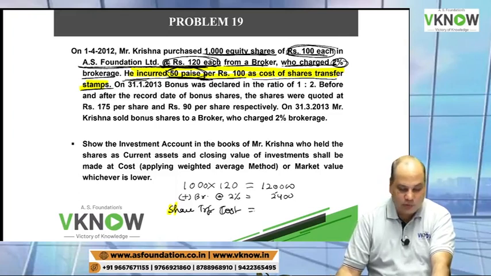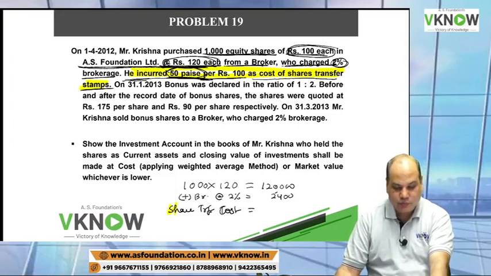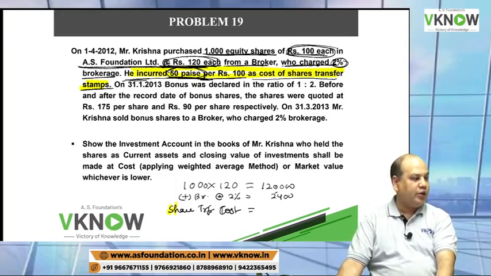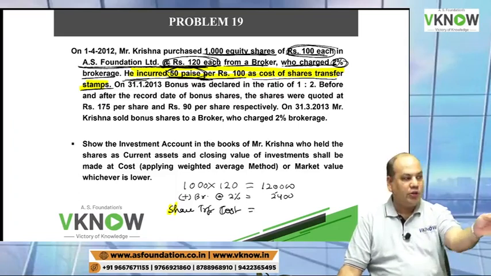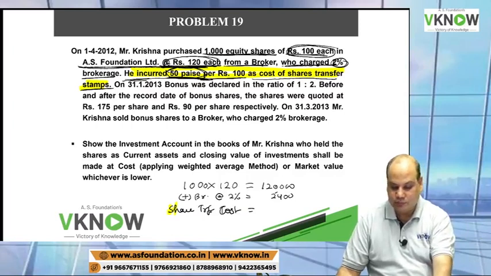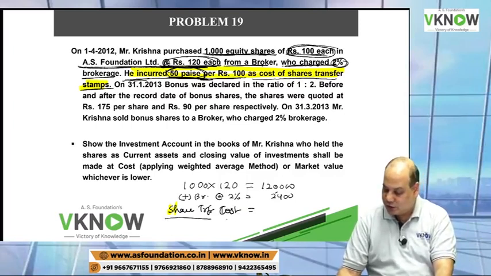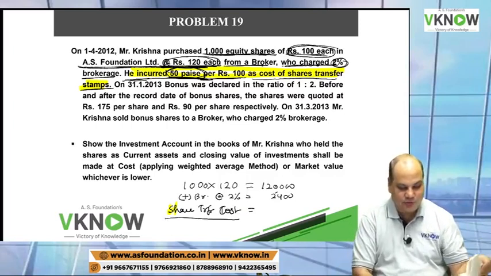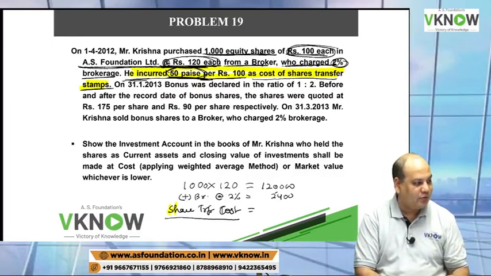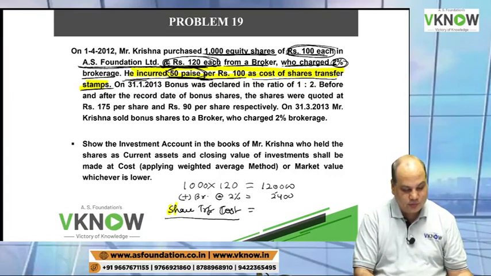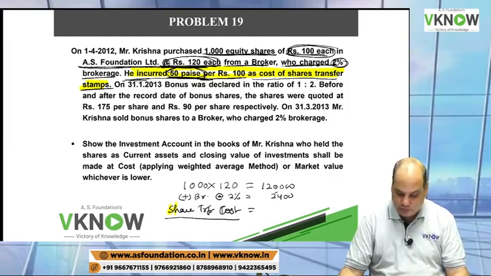One student is saying 1,20,000. 1,20,000 is not right. Share transfer stamp cost I am asking you. And you are saying 1,22,400. Oh my God. How can you make such an error?